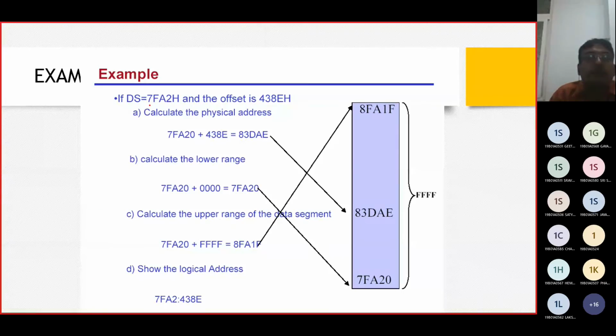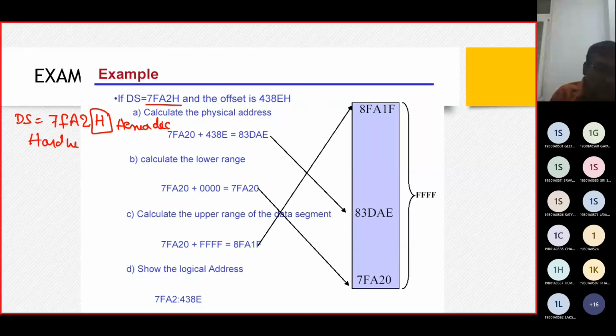Data segment starting address is 7FA2H. H stands for hexadecimal. Now I am applying the technique called as hardwiring. Now this is 4-bit, 4-bit, 4-bit, 4-bit. So total it is of 16-bit.